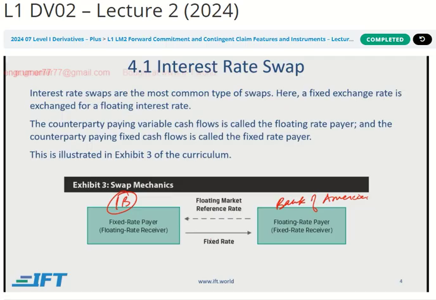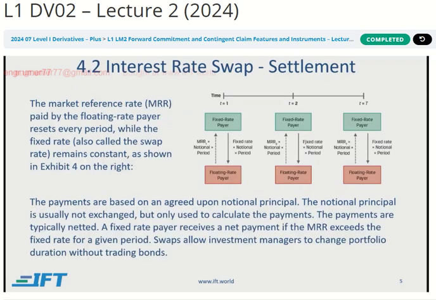So this is basically one of the most common types of swaps, which is called an interest rate swap, where a fixed rate is exchanged for a floating interest rate, and the one that is paying the floating rate is called the floating rate payer, so no surprise there, and the one that is paying the fixed rate is called the fixed rate payer. Now there are a few important things that you need to know, and the main thing over here is the netting of the payment.